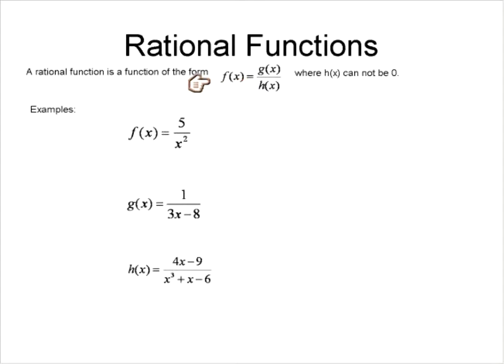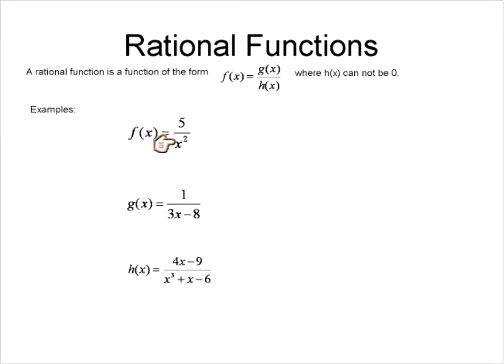Now, the one thing about this, in this form, is that the function in the denominator, the h of x, cannot be 0. And that's something we're going to look at in a little more detail here. If h of x was 0, then we would have a fraction where we have 0 in the denominator, and we can't have 0 in the denominator. So that's not possible.